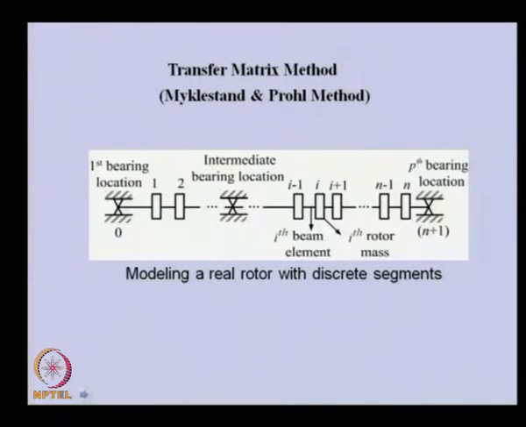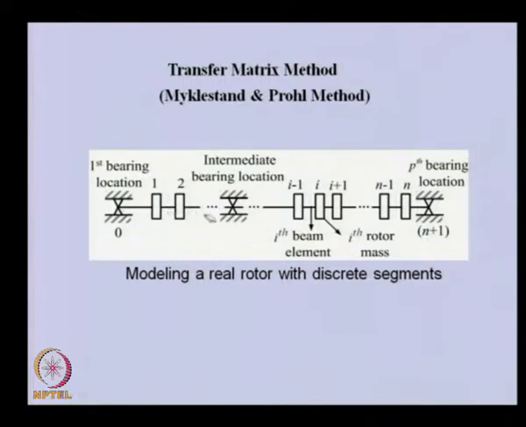So, let us take a multi-mass rotor system in which we can have multiple supports also. In this we have labeled various stations from 0, 1 up to n plus 1, and all the important discs and bearing locations we need to assign some station number.